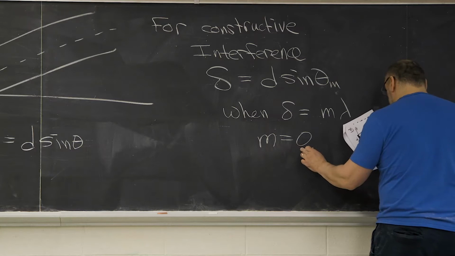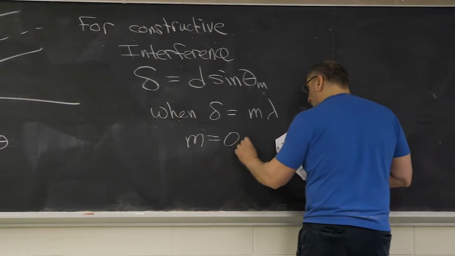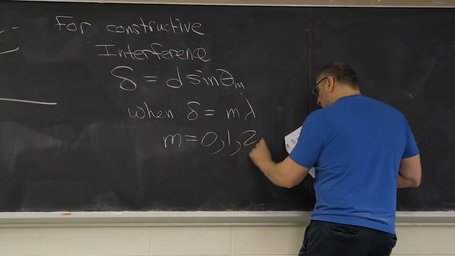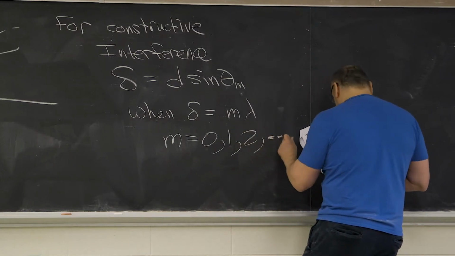There's no path difference at all, that's 0. There's a path difference of 1 lambda, of 2 lambda, et cetera.